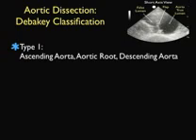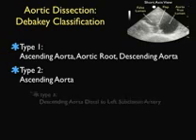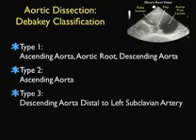The first one is the DeBakey classification. Type 1 DeBakey classification involves the ascending aorta, the aortic root, and the descending aorta. Thus, just remember that type 1 gets it all. Type 2 differs from a type 1 in that it involves only the ascending aorta. Now, this is a very crucial part of the aorta as it can involve the aortic root and the aortic valve, causing aortic regurgitation and may also cause a pericardial effusion.